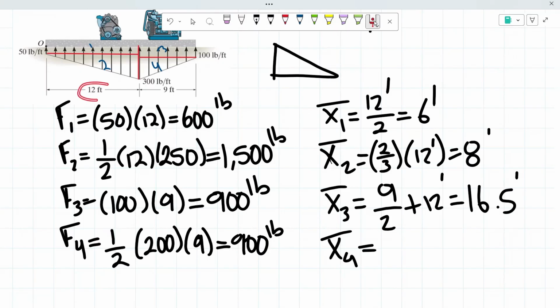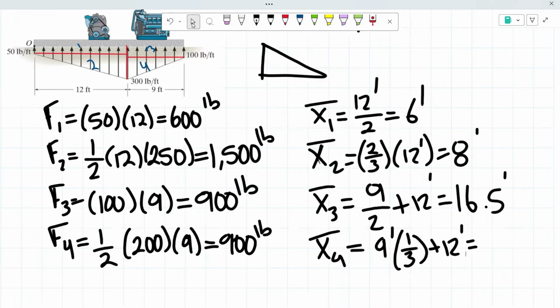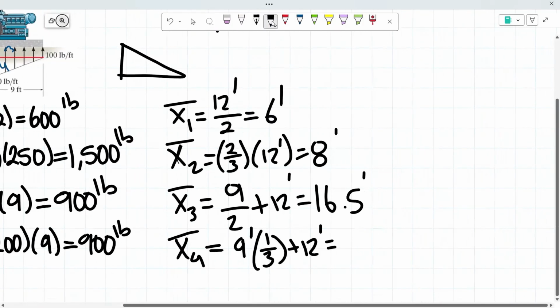it's going to be all of this 12 feet plus, since the highest point of the triangle is right here, then that means that it's just going to be 1/3 in, because it's going to be right here. So it's going to be 12 feet plus 1/3 of the 9 feet span. So 9 feet times 1/3 plus the 12 feet. And that should give you a total of 15 feet.